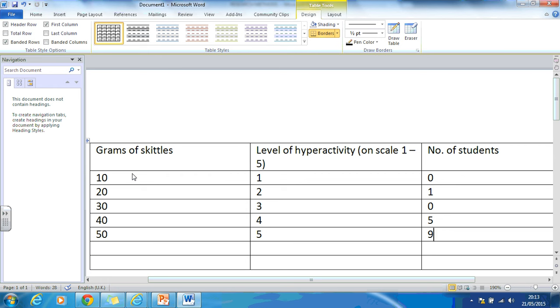So for 10 grams of Skittles after 20 minutes, there were no students that were hyperactive. After 20 grams of Skittles, there was only one student that was hyperactive, and they were actually at hyperactive level 2, and so on and so forth. This is raw data, right? What we would do is use an inferential statistic, and it's done all by computer now. You plug all the information in, and it'll come out with just one number, right?